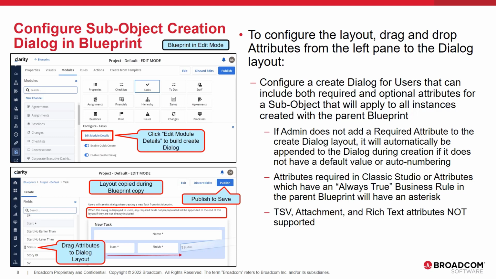Once the layout is complete, you just need to click Publish to save your layout changes, just like you would for any other blueprint changes. And one thing that's important to note is these settings, the toggles as well as the layouts, when you copy blueprints, these items will be copied as well to the new blueprints.